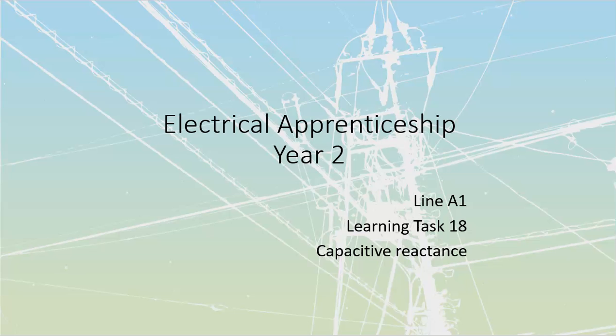All right, line A1, learning task 18. This is going to be problems to solve with capacitive resistance. And once again, like the inductive one, or the inductive reactance, I should say, this one is not going to be me going through each of the individual examples. The examples are good. The examples are going to explain it step by step.